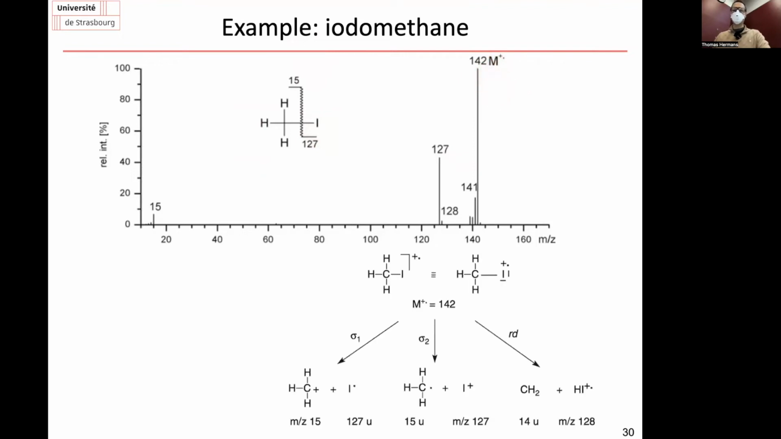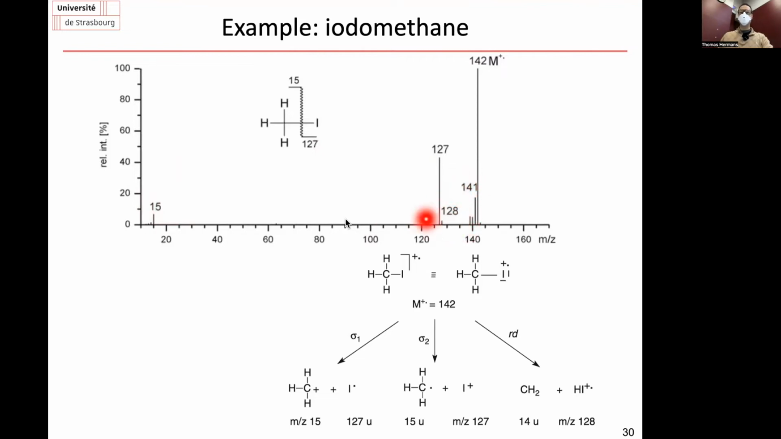And then let's look at the different fragmentations and rearrangements that can happen. The first possibility is that I cleave this carbon-iodine bond. So I kick either the left or the right electron out. Here the left one is kicked out. I have a CH3 plus fragment, and I have iodine radical, which is 127 and 15. So we see here 127 and 15.